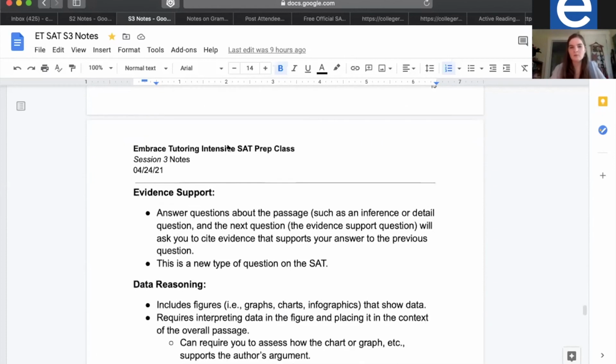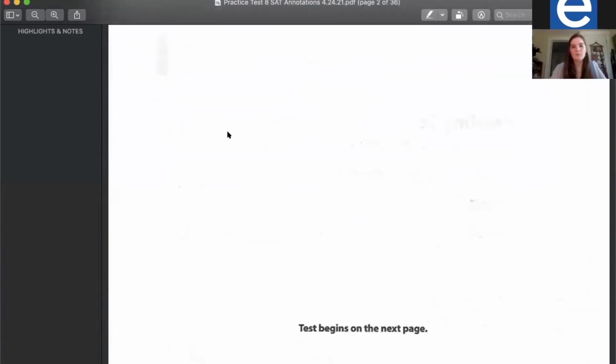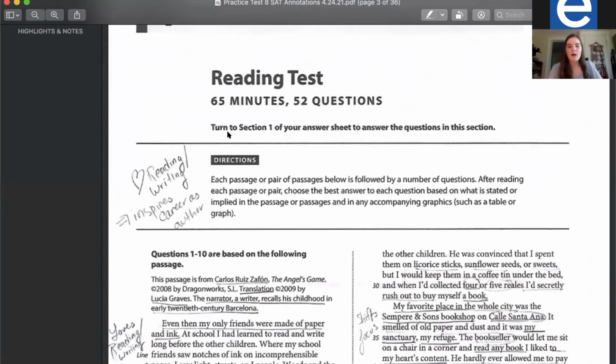So I want to look quickly at practice test 8. I am going to go through specific question types in just a moment, and then I want us to look at the writing test a bit. In that document that I gave you, there is a section about the writing test. I'm not going to read through that with you right now.